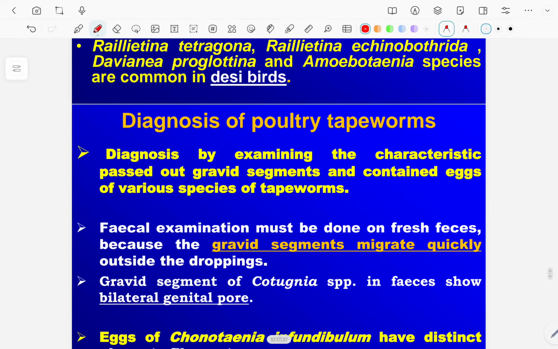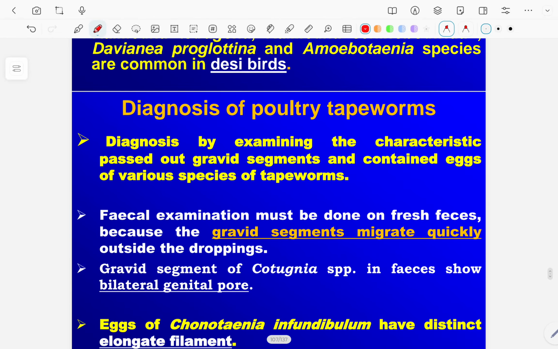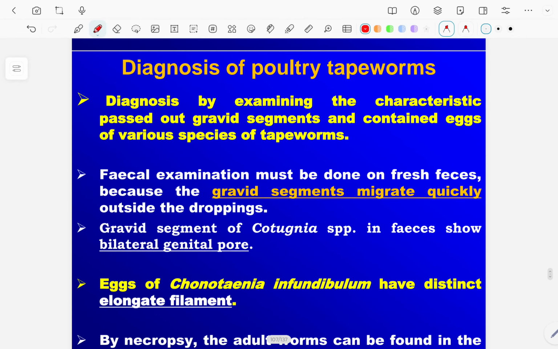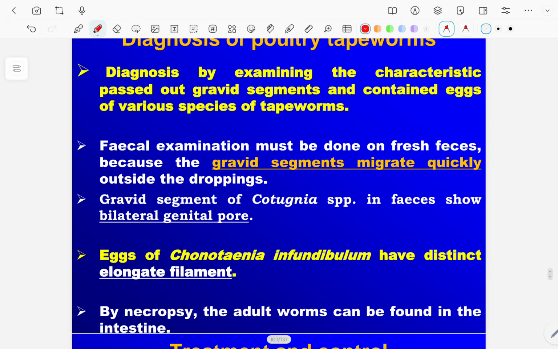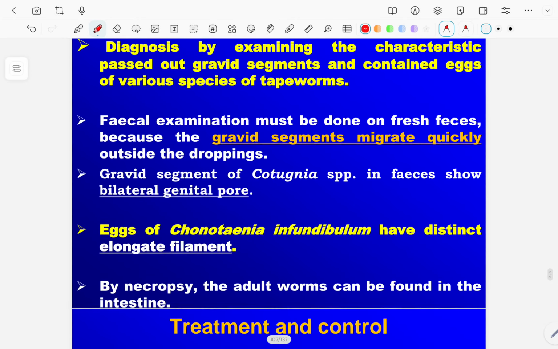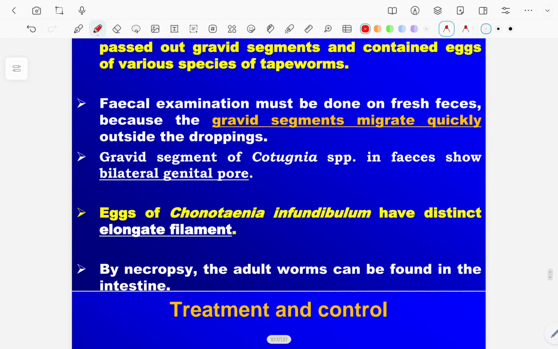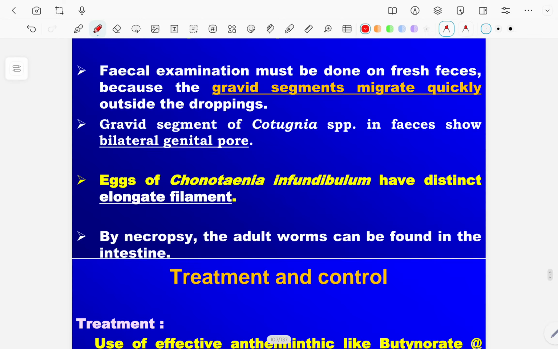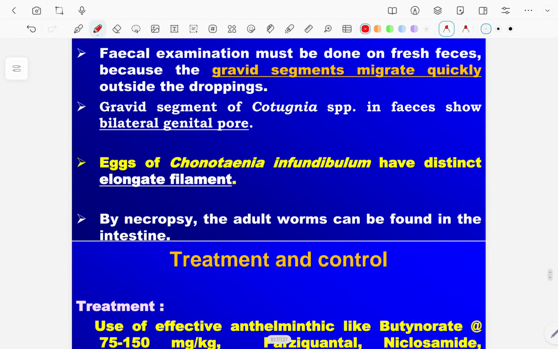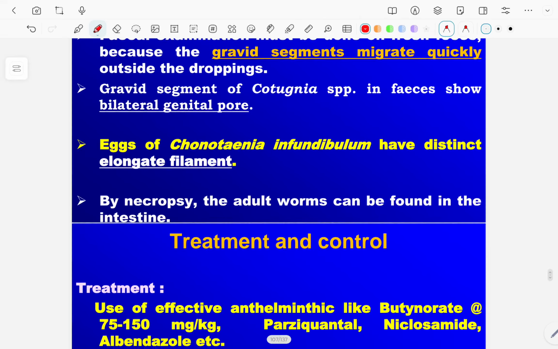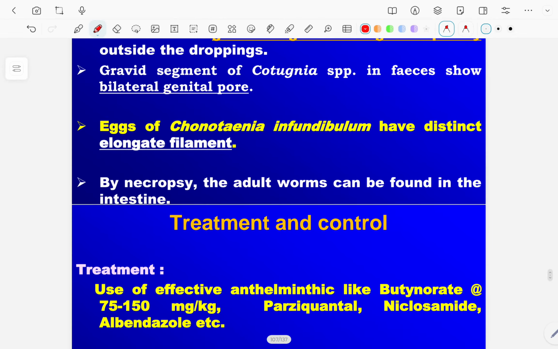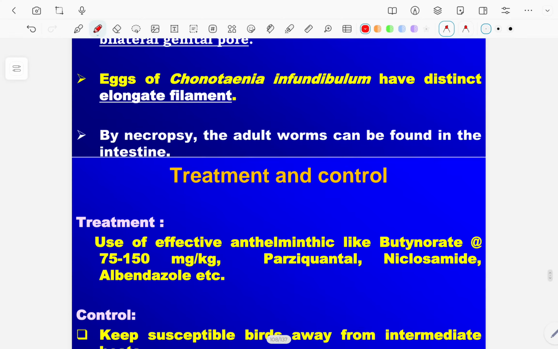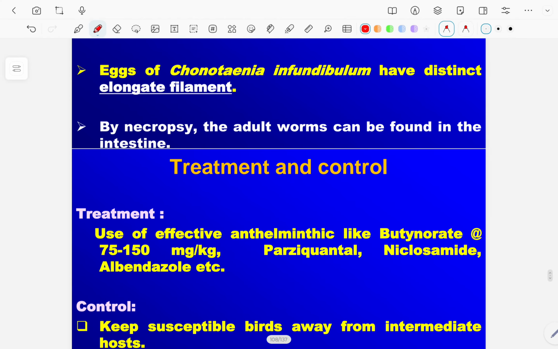Diagnosis of poultry tapeworm. Diagnosis is by examining the characteristic passed-out gravid segments, which contain eggs of various species of tapeworm. Fecal examination must be done on fresh feces because the gravid segments migrate quickly outside the droppings. Gravid segments of Choanotaenia species show bilateral genital pores. Eggs of Choanotaenia infundibulum have distinct elongated filaments. By necropsy, the adult worm can be found in the intestine.